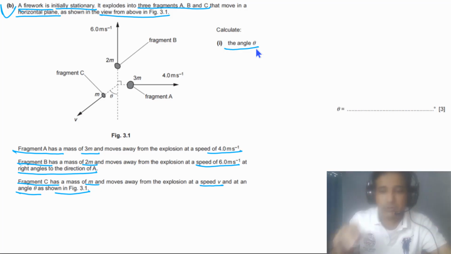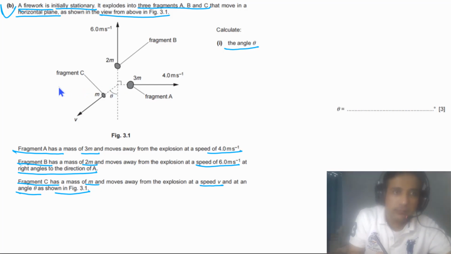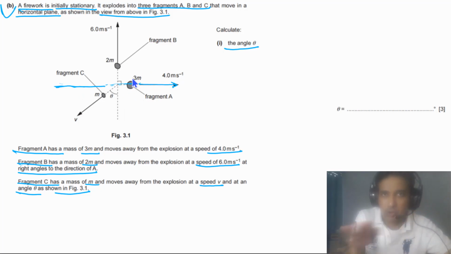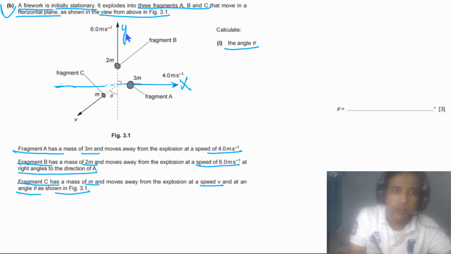In 2 dimensions, means in 2 directions, we can consider each direction first. Momentum along each direction has to be conserved, means momentum on this side has to be equal to momentum on this side. We can say along the horizontal, or simply the x direction, and this is the y direction. We can just give names to them.